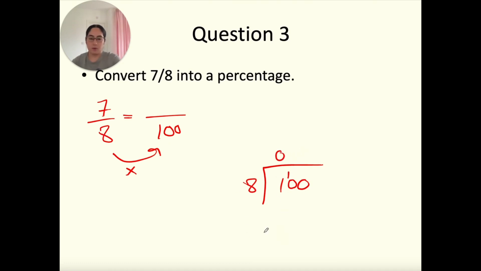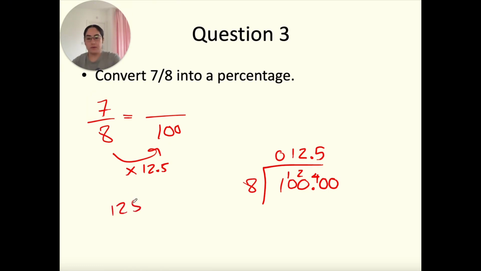So 8 doesn't go into 1. We carry the 1 over. 8 goes into 10 once. We've got a remainder of 2. 8 goes into 20 2 times. We've got a remainder of 4. So we've reached a decimal point. We're going to place our decimal point there. And we're going to carry the 4 over. 8 into 40 goes 5 times. So the answer is 12.5. I multiply 8 by 12.5 to get to 100.